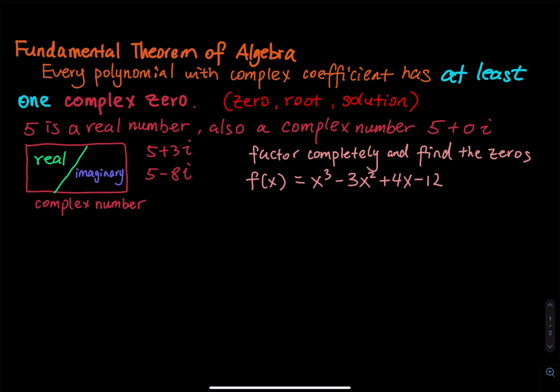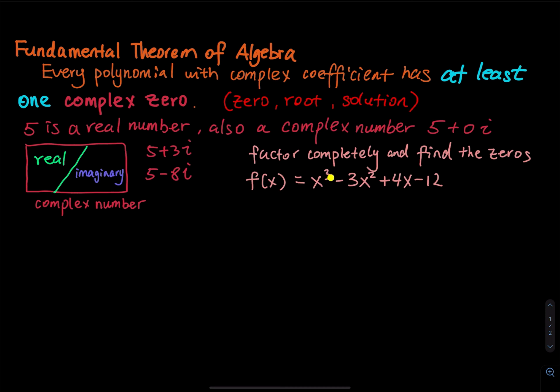All right, so let's get to the next point. The next point is factor completely. Factor completely means I want to find all the factors and find the zeros. Find the zeros means you are looking for when y equals 0. So when y equals 0, what does x equal? All right. So this is a third degree polynomial, because the highest degree is 3.